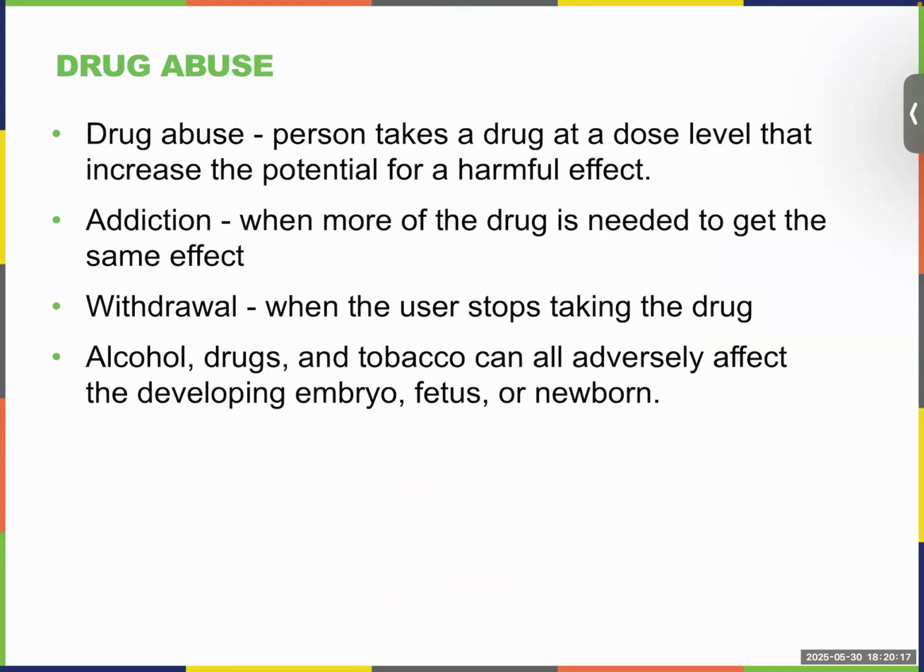Drug abuse and how it's related to the brain is mentioned here. A person takes a drug at a dose level that increases the potential for harmful effect. So the definition of drug abuse: you overdo it. You're going beyond the prescription. Addiction is, unfortunately, your body's gotten used to a certain amount, and now they have to take more and more, and they can't get away from not taking it as needed anymore. Withdrawal is the effects you have when someone suddenly stops taking it.